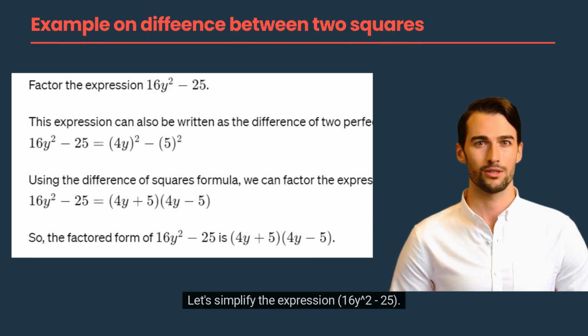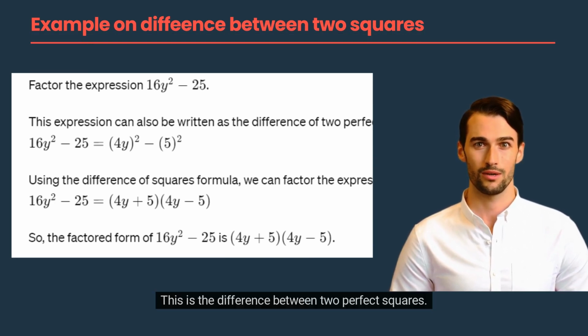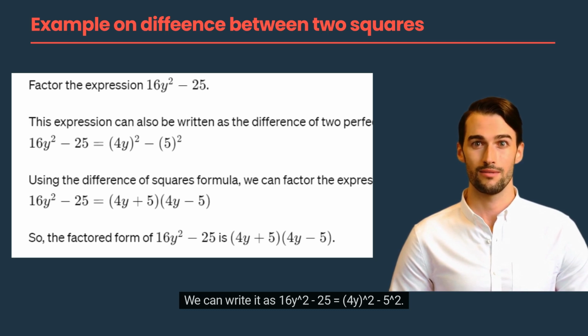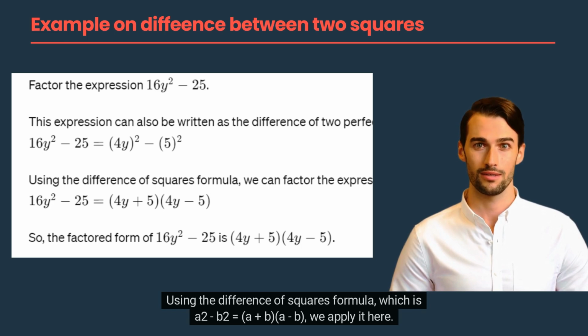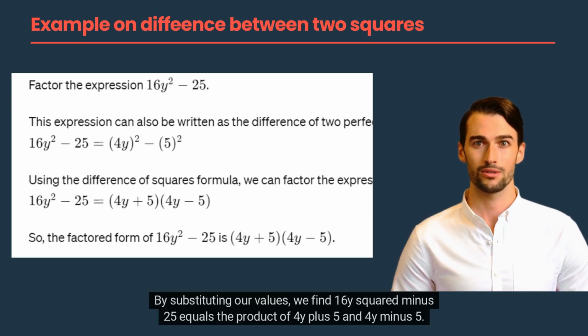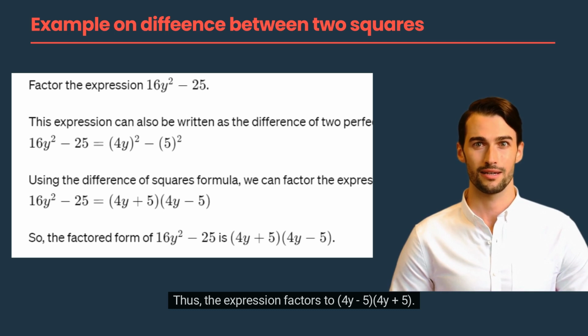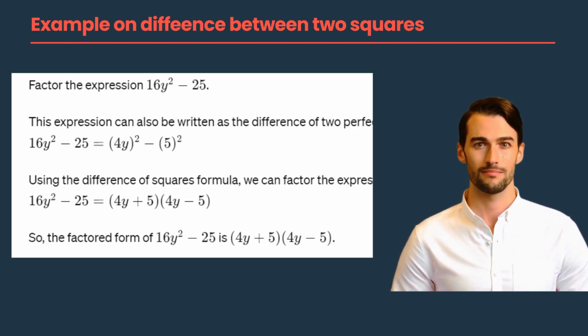Let's simplify the expression 16y^2 - 25. This is the difference between two perfect squares. We can write it as 16y^2 - 25 equals (4y)^2 - 5^2. Using the difference of squares formula, which is a^2 - b^2 equals (a + b)(a - b), we apply it here. By substituting our values, we find 16y squared minus 25 equals the product of 4y plus 5 and 4y minus 5. Thus, the expression factors to (4y - 5)(4y + 5).